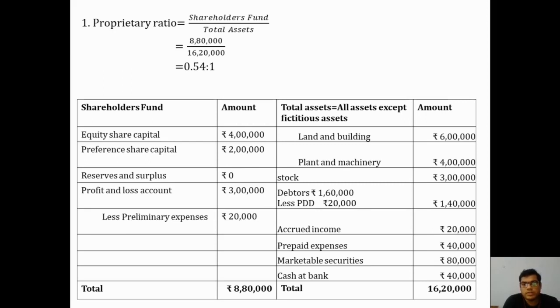What about total assets? Total assets doesn't mean all the assets. Total assets means all assets except fictitious assets. So from this we are subtracting the fictitious assets, considering only the real assets. So total assets will be 16 lakh 20,000. Now we insert in the formula: shareholders fund 8 lakh 80,000 divided by total assets 16 lakh 20,000. The answer is 0.54 is to 1. That is, shareholders fund is 0.54 and total assets is 1 in this ratio.